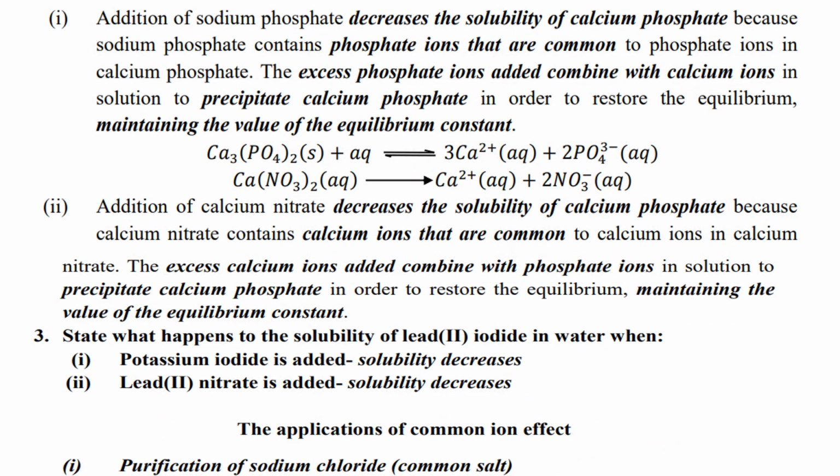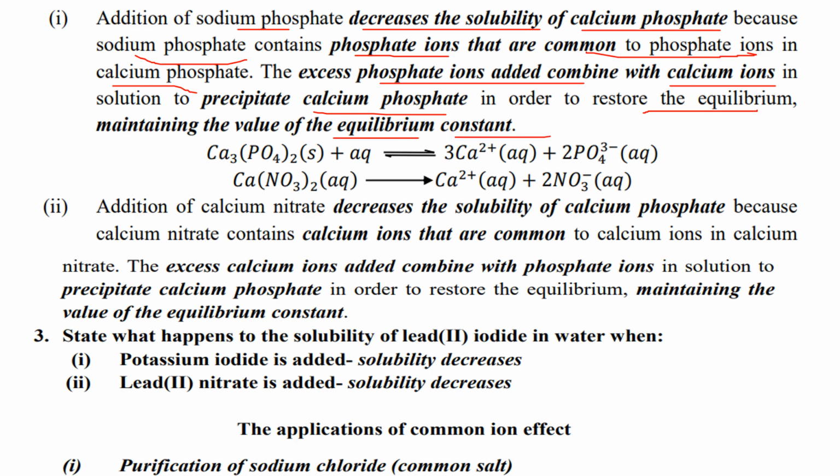Explanation of that, you're going to be saying that here, addition of sodium phosphate is going to decrease the solubility of our sparingly soluble salt, which is calcium phosphate. And the reason is that the sodium phosphate we are adding contains phosphate ions that are common to phosphate ions present in calcium phosphate. And if that happens, excess phosphate ions added are going to combine with the calcium ions to precipitate out calcium phosphate, and this is done in order to restore equilibrium and maintain the value of the equilibrium constant.